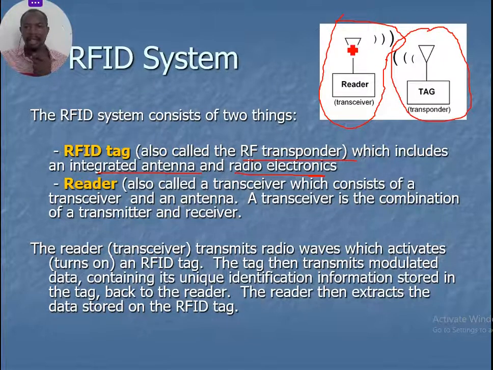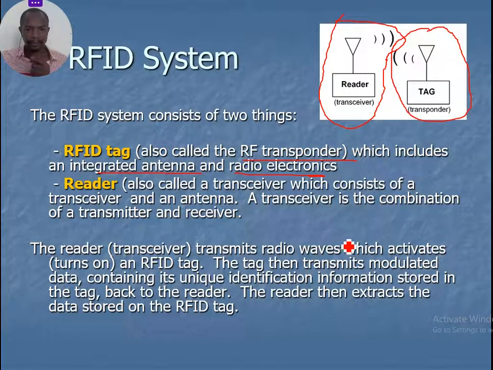It has an antenna, okay? A transceiver and an antenna to transmit the radio wave to the tag. When it hits the tag, it will be reflected back to this transceiver. So that process of reflection back to the source, it's like back to sender. That process of returning it back to sender is what we call backscatter in electronics.